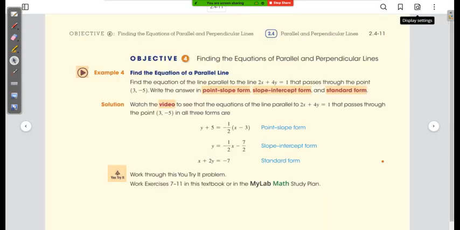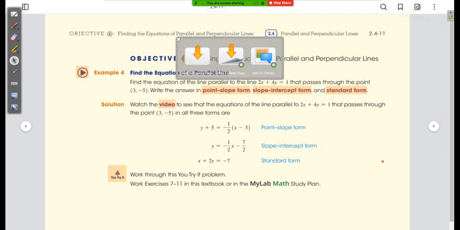All right, now we get to the fun part where we have to find an equation, right? So similar to what we did with the circles, where we had to find equations with the circles, we're going to be finding equations here, okay? So here we go. This reads, find the equation of the line parallel to the line 2x plus 4y is equal to 1 that passes through the point 3, -5.